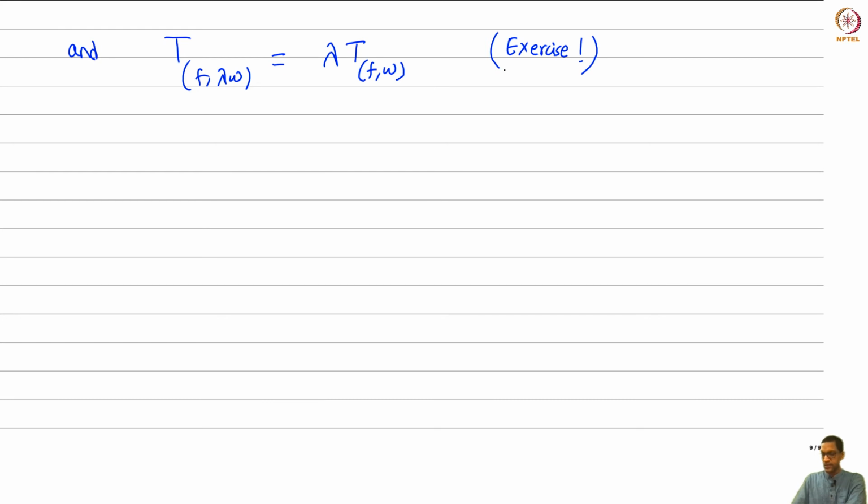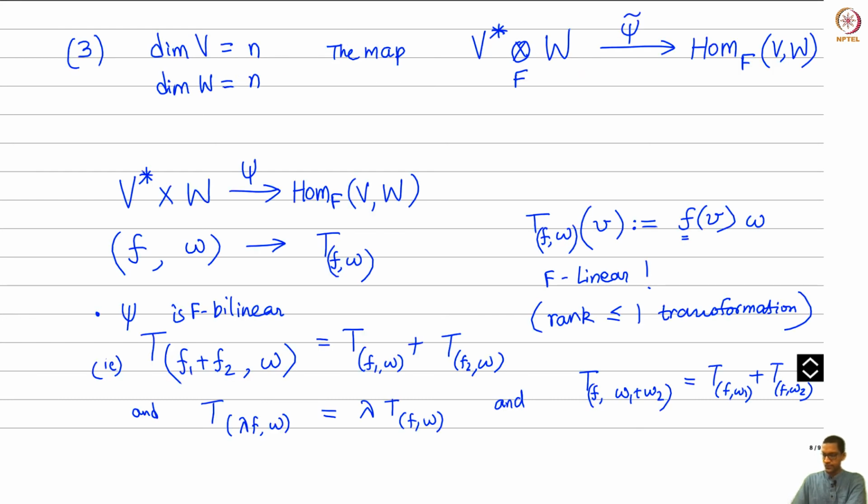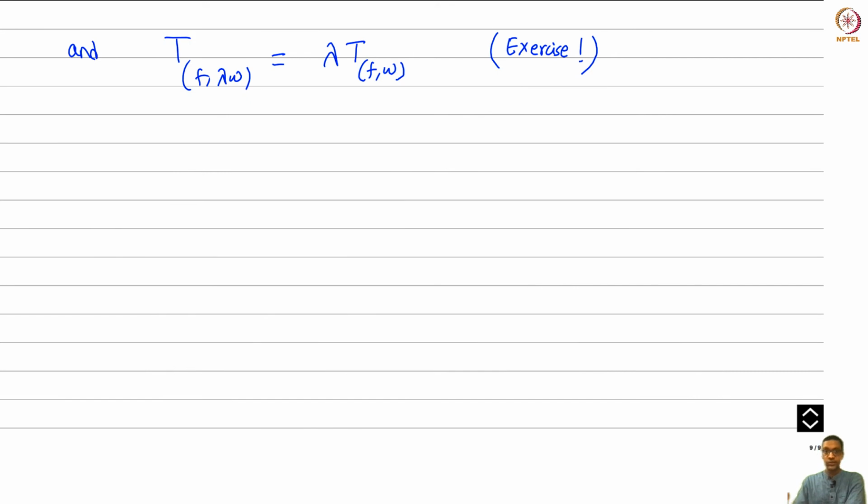So what this means for us is that you have this nice way of combining a map like this, which is an element of V star cross W. I mean, you have been given a linear functional and a vector. There's a nice way of constructing, in a bilinear fashion, a rank 1 transformation. Good, but the important thing is that this is bilinear. Now, what does that tell us?